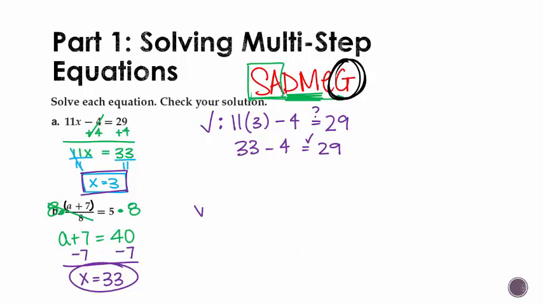And just like the last one, we can check it. 33 plus 7, all divided by 8, equals 5. And remember that there's parentheses here, so you would add 33 and 7 first, then divide by 8, and 40 over 8 is definitely 5.